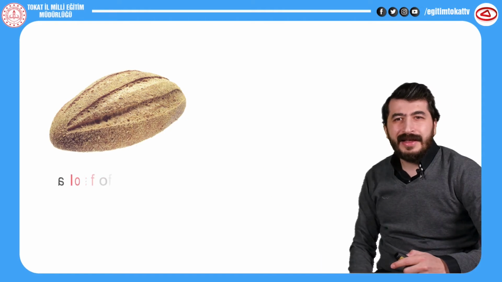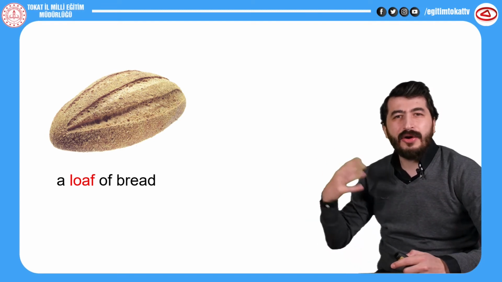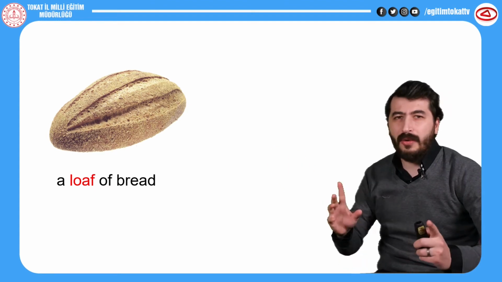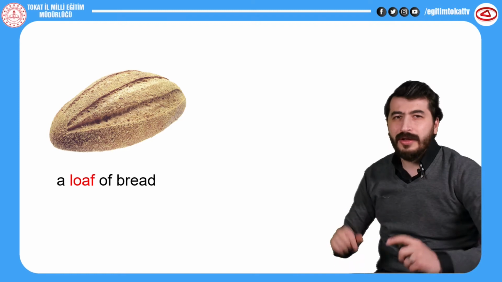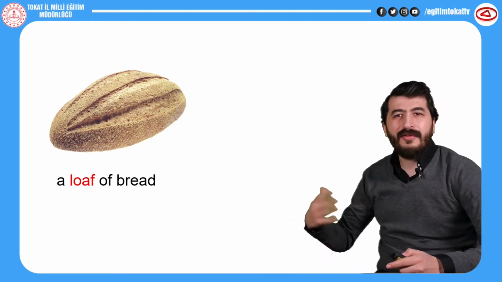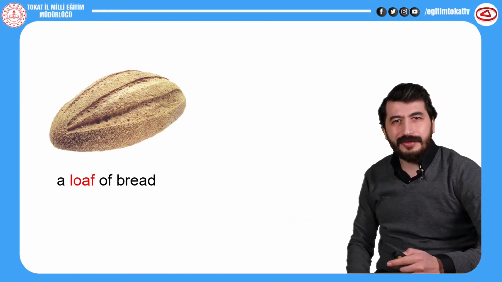And here we have bread. How can we use bread? A loaf of bread. 2 loaves of bread, 3 loaves of bread. You can't say 3 breads. No. 2 breads, no. You can say some bread. Okay. A loaf of bread. 2 loaves of bread. Also true.